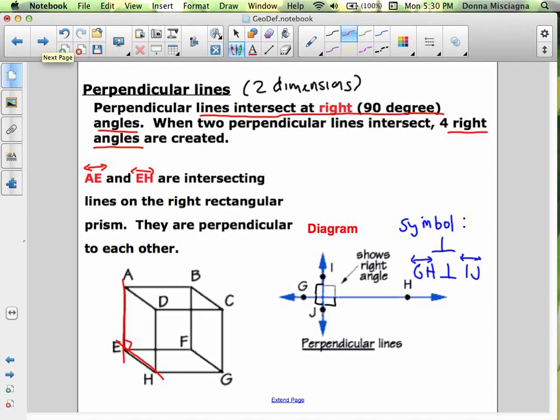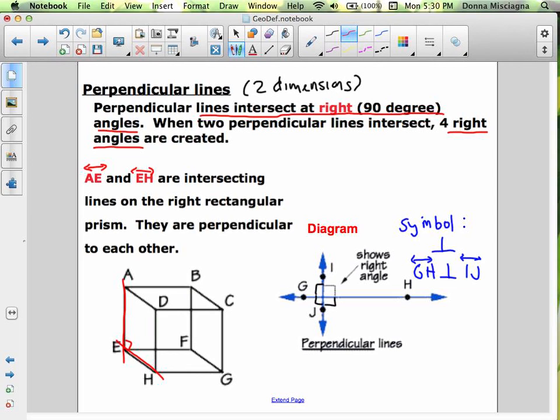So in your notes for your diagram, we have here an example of perpendicular lines. And when we see that box, anytime you see the box, it means right angles. And not only do we have 1 right angle formed, we have 4 right angles formed. So show that there are 4 right angles when we have perpendicular lines.